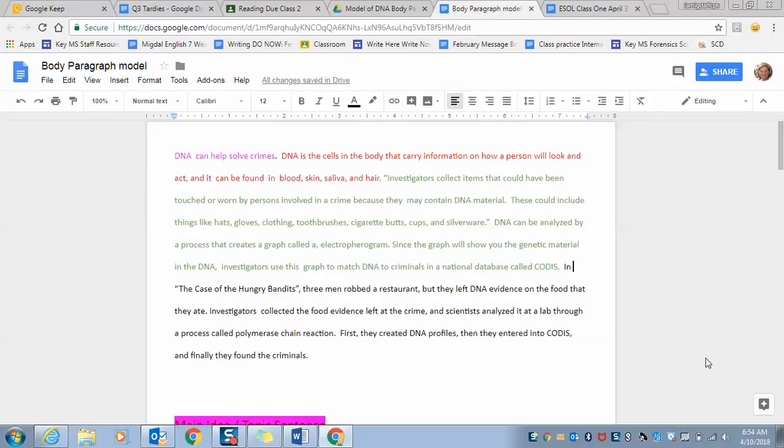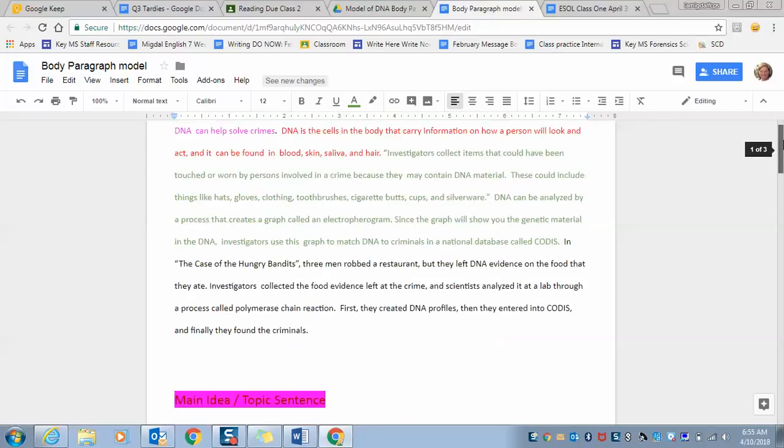Investigators collect items that could have been touched or worn by persons involved in a crime because they may contain DNA material. These could include like hats, gloves, clothing, toothbrushes, cigarette butts, cups, and silverware. DNA can be analyzed by a process that creates a graph called an electropherogram. Since the graph will show you the genetic material in the DNA, investigators use this graph to match DNA in a national database called CODIS. The first half tells you what the evidence looks like at a crime scene. The second half tells you what the scientists do with it. If you want full credit on these paragraphs, I need to see both parts, okay?